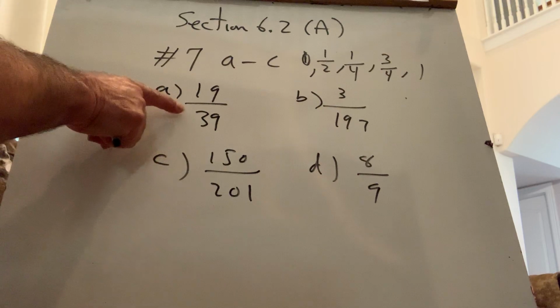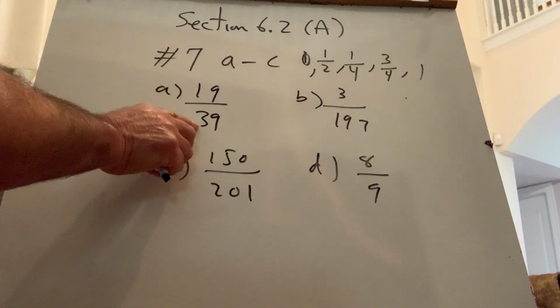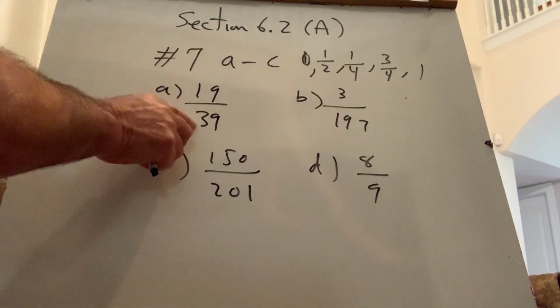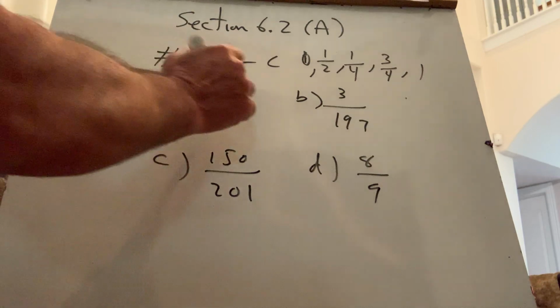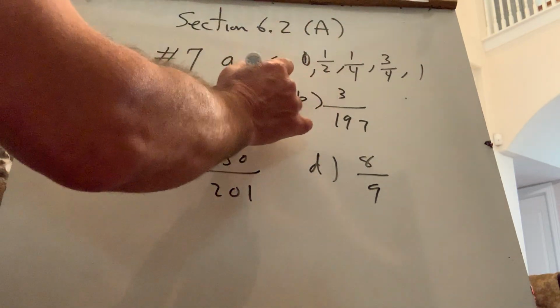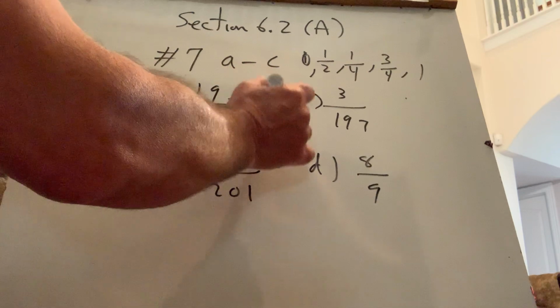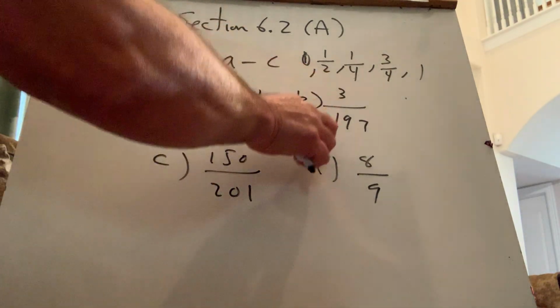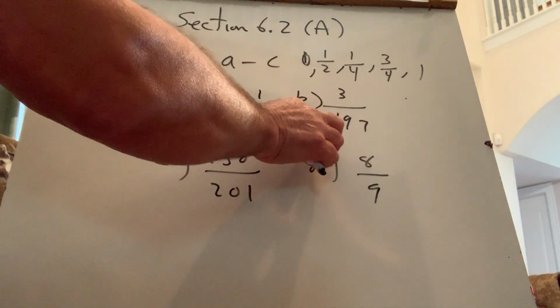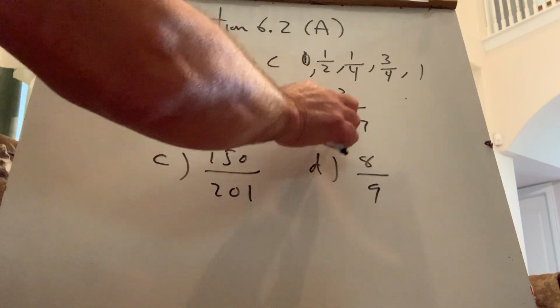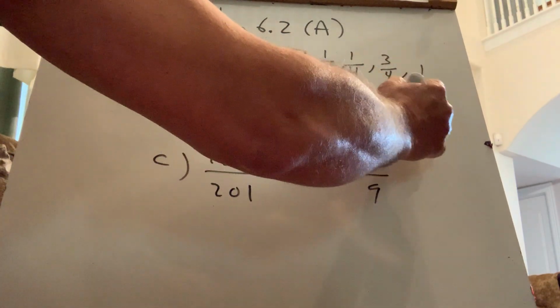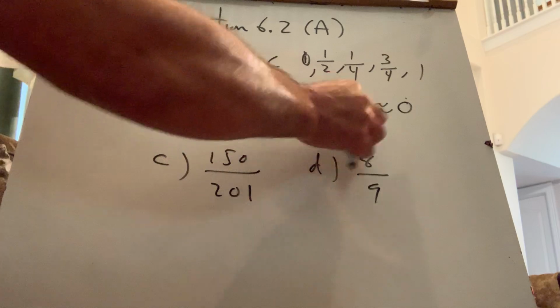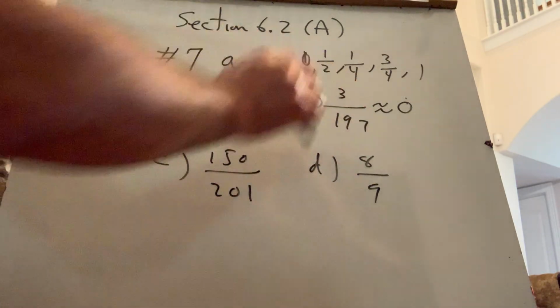In this case, it's just a matter of comparing. You see 39 is almost like 40, and that's 20. So you can see the bottom is twice as big as the top. That means the ratio should be close to 1/2. So that's approximately 1/2. 3 over 197: when the bottom is very large compared to the top, that means the fraction is very close to 0, because you're dividing a small number by a very large number. So that will be 0.